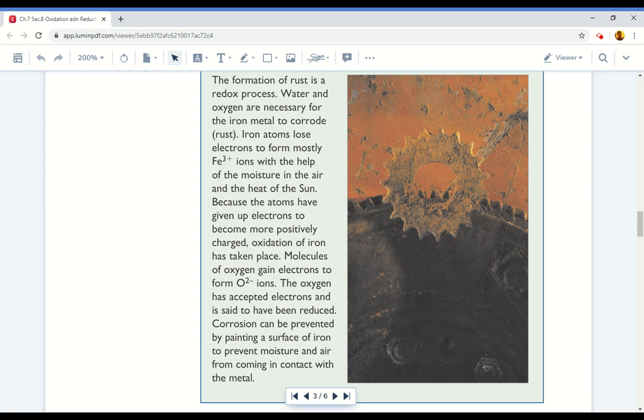Molecules of oxygen gain electrons to form ions. The oxygen has accepted electrons and is said to have been reduced. Corrosion can be prevented by painting a surface of iron to prevent moisture and air from coming in contact with the metal.